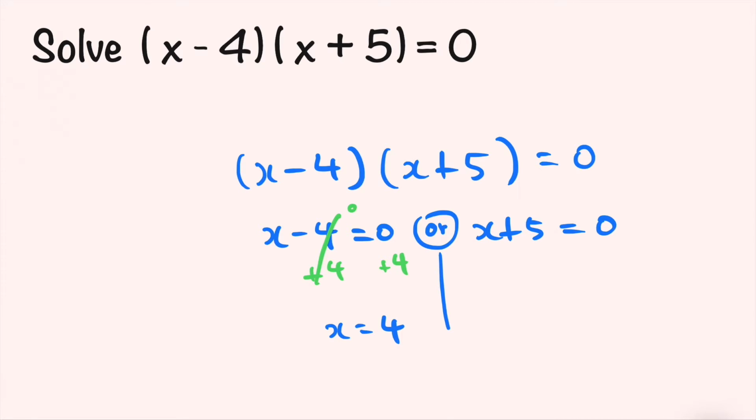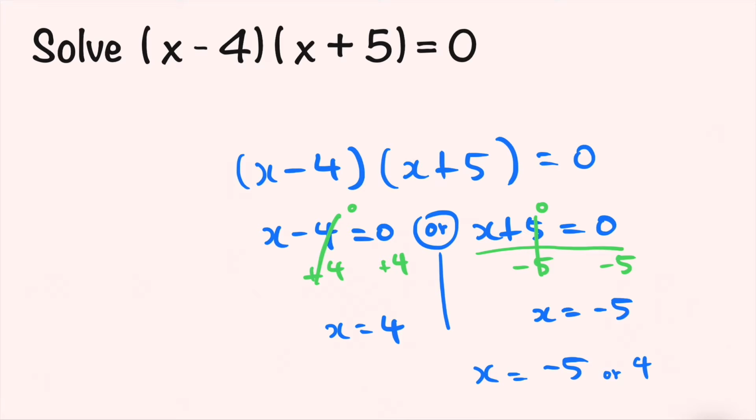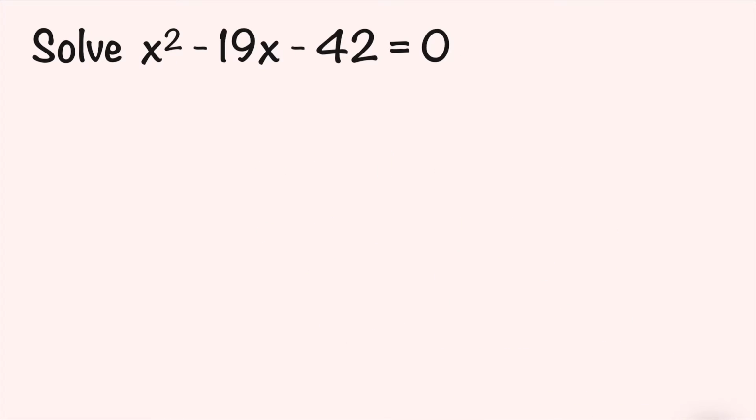We still have another case when x plus 5 is equal to 0. To solve this equation, we can minus 5 both sides of the equation, and plus 5 minus 5 is equal to 0. So we have x is equal to minus 5. So the answer to this question is x is equal to negative 5 or 4. And that's our answer. This time we have x squared minus 19x minus 42 is equal to 0.